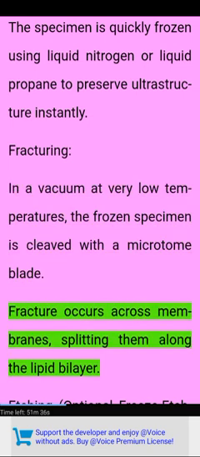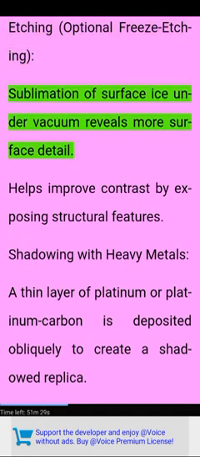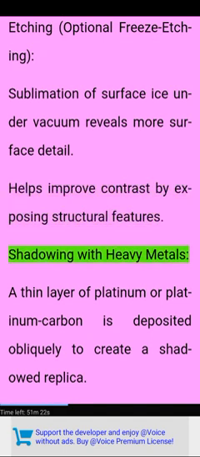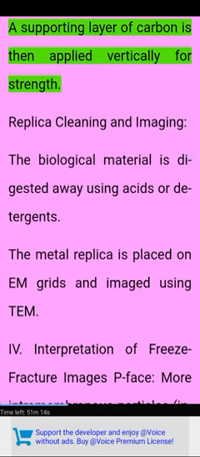Fracture occurs across membranes, splitting them along the lipid bilayer. Etching, optional freeze etching: sublimation of surface ice under vacuum reveals more surface detail. Helps improve contrast by exposing structural features. Shadowing with heavy metals: a thin layer of platinum or platinum carbon is deposited obliquely to create a shadowed replica. A supporting layer of carbon is then applied vertically for strength.